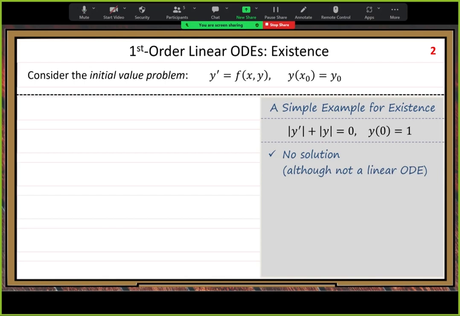But this is not a linear ODE, because when you put in an absolute value sign, it's not a linear function anymore. We want to look at the linear case, so it's not a linear example. Let's look at another example. This time it is a linear first order ODE, so no problem, with an initial value. Now let's try to solve it. Because it's very easy and separable, let's use the separable structure to solve it.